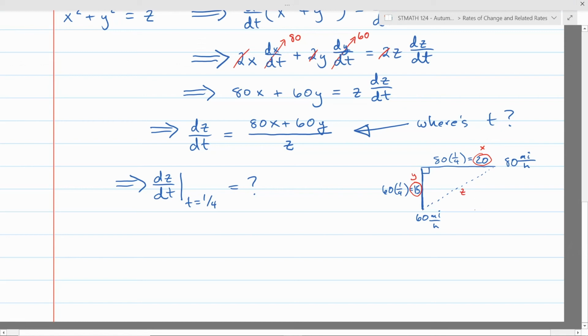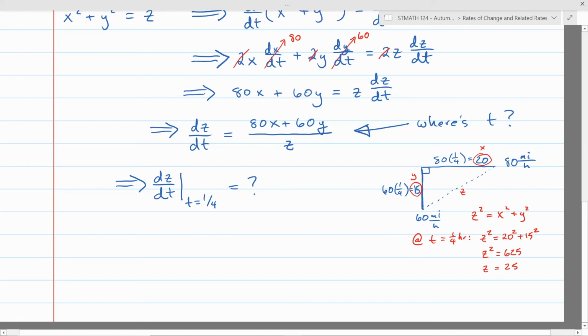We know z squared equals x squared plus y squared. In other words, at that particular moment, at t equals 15, 1/4 of an hour, z squared is equal to 20 squared plus 15 squared. So z squared equals 400 plus 225, so 625. I think that works out nicely because you can take the square root of that and z would be 25.